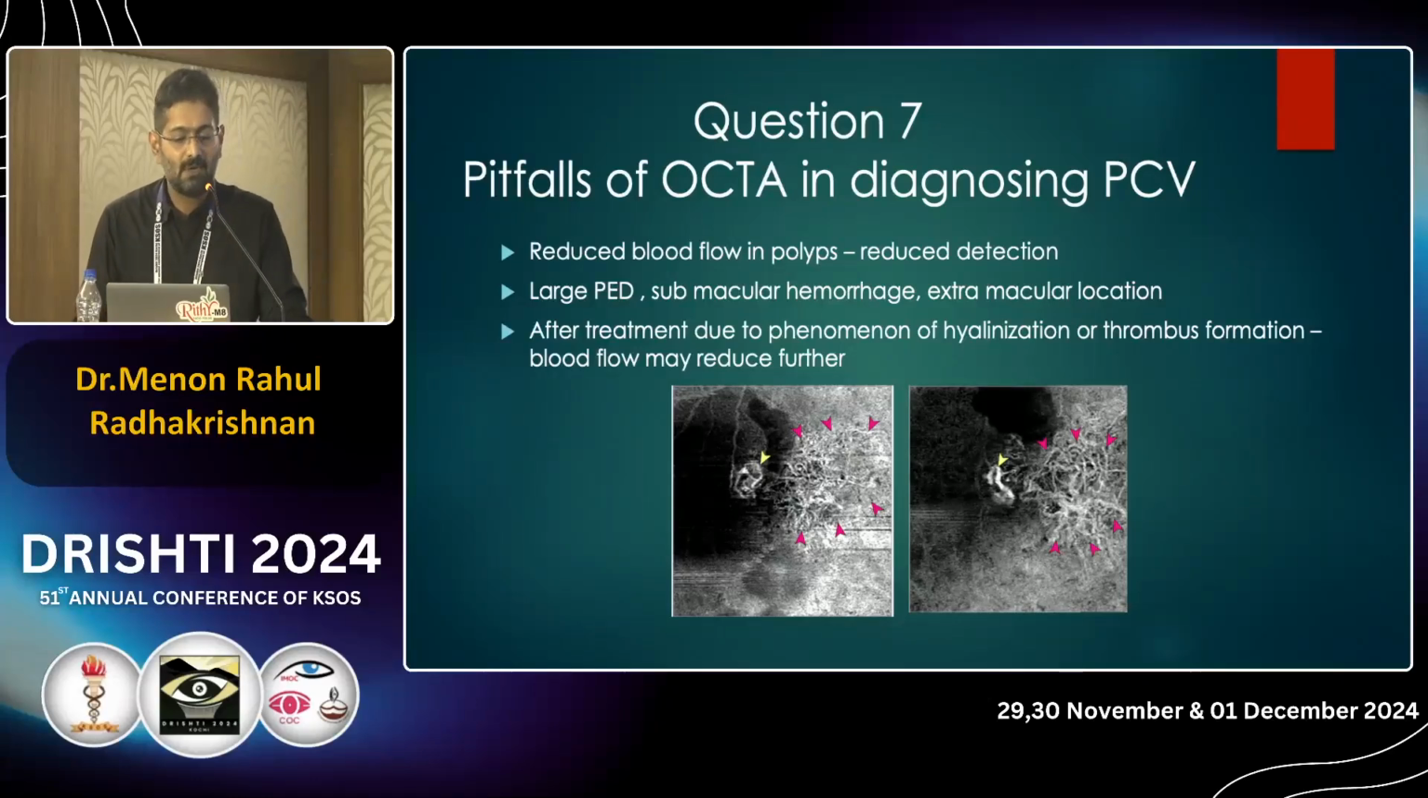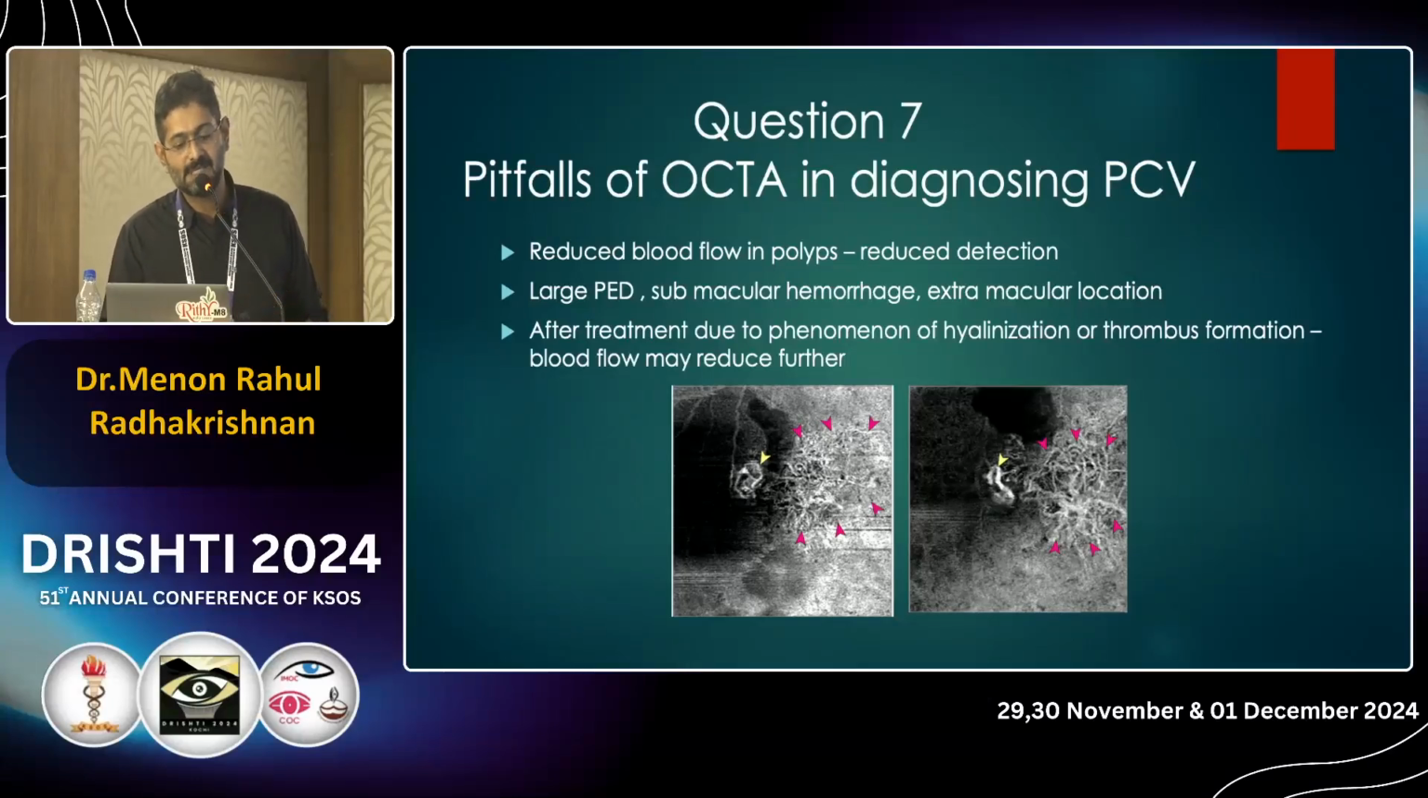Now, what are the pitfalls of OCTA in diagnosing PCV? When there's reduced blood flow in polyps, there's reduced detection on OCTA. Also, many times PCV will not be typical. They might have large PEDs, so getting a good segmentation slab is difficult. They might sometimes present with submacular hemorrhage, or they might be in an extramacular location. So getting an OCTA in such cases is a little difficult.